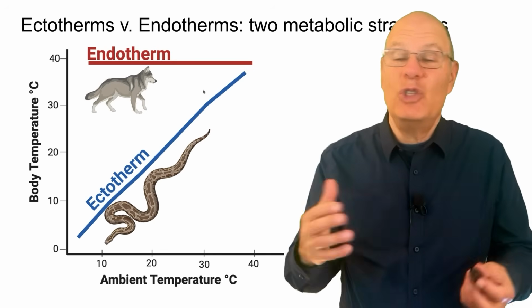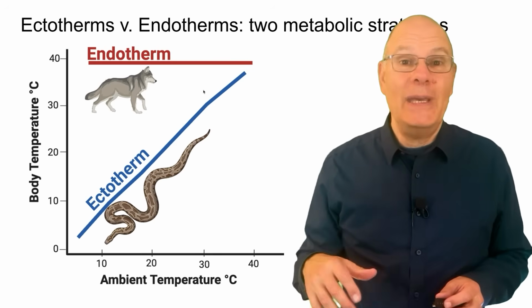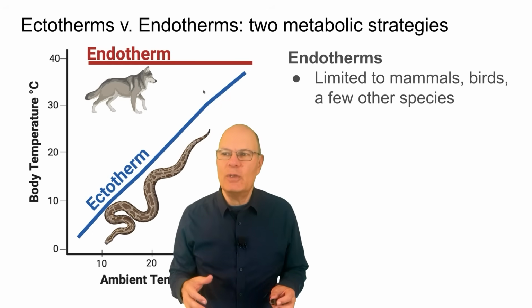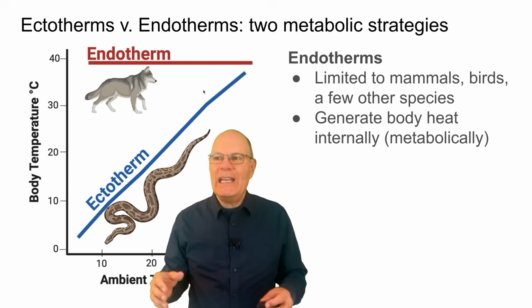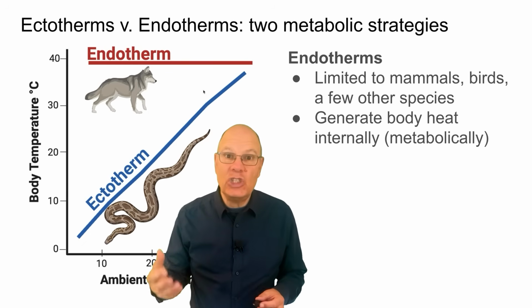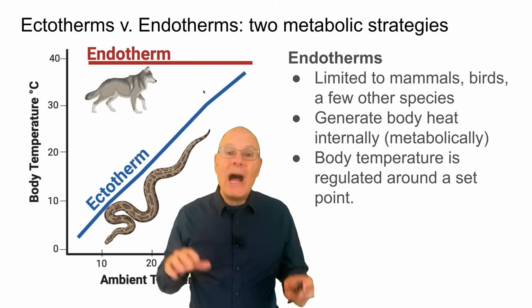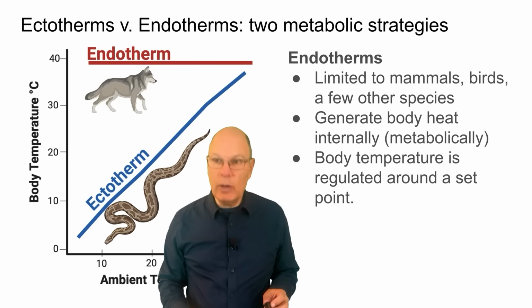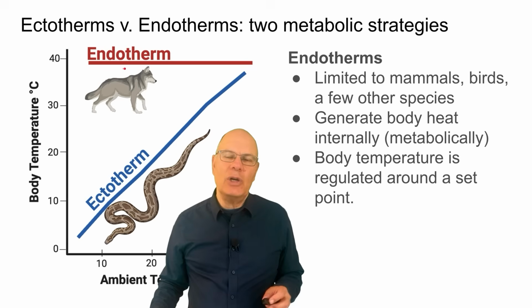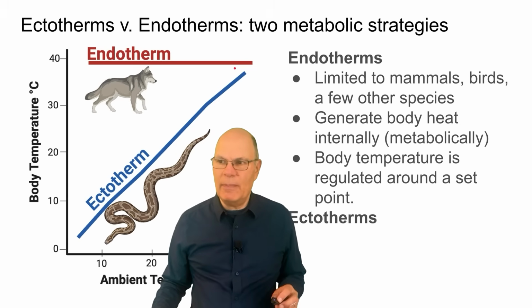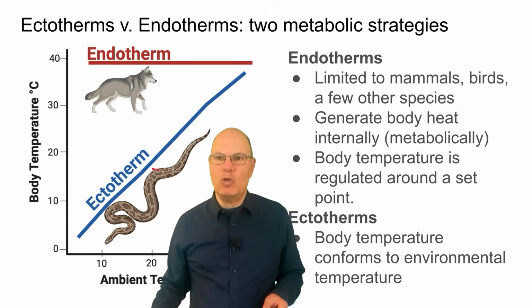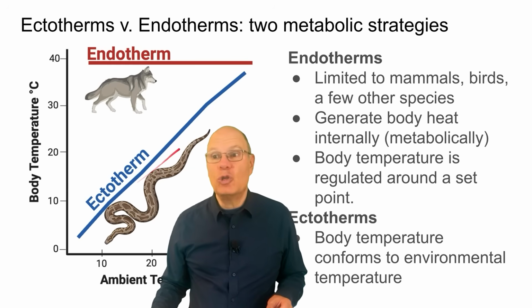That leads us to a discussion of two major metabolic strategies that involve being an ectotherm and that involve being an endotherm. Endotherms are limited to mammals, birds, and a few other species. Endotherms generate their body heat internally, metabolically, as a result of heat that's generated through cellular respiration. Their body temperature is regulated around a set point. So for example, here we see an endotherm, a wolf, and despite the environmental temperature, its internal temperature is going to stay the same. Ectotherms are different. Their body temperature conforms to the environmental temperature. So when it's 20 degrees out, the snake's body temperature will be about 20 degrees. That's true as it gets colder, and that's true as it gets warmer.